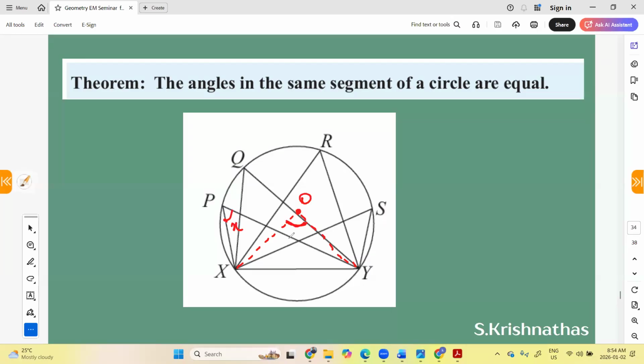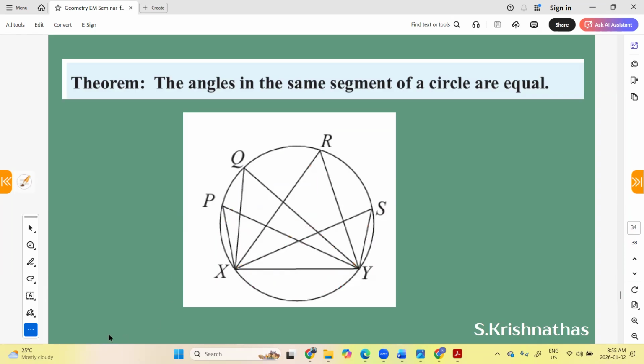Students, if this is x, this is 2x. If this is 2x, this one is x, and this one is x. So what can you say about x? x, x, x, all are equal. Okay, students. So the theorem is: angles in the same segment are equal.